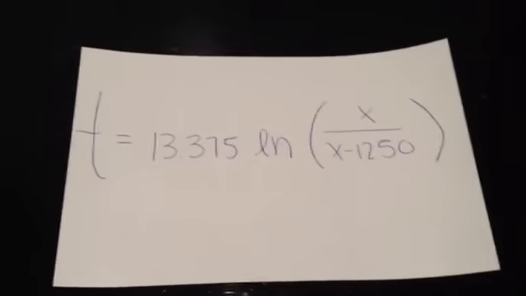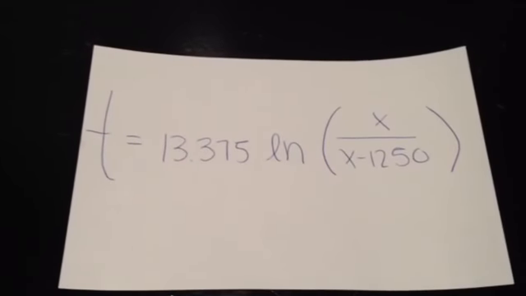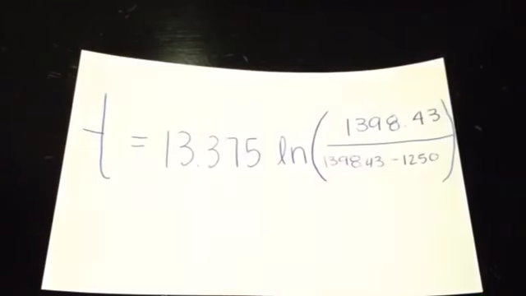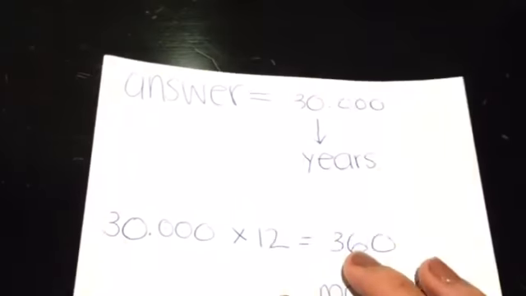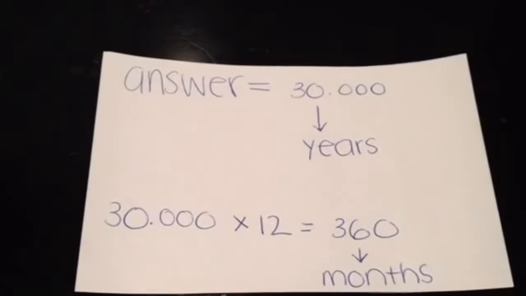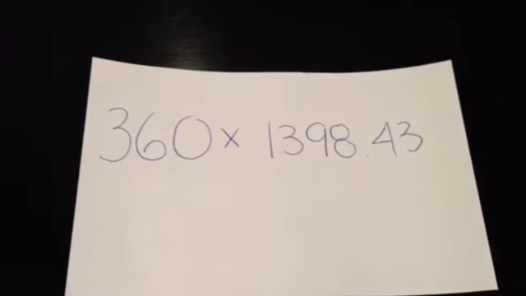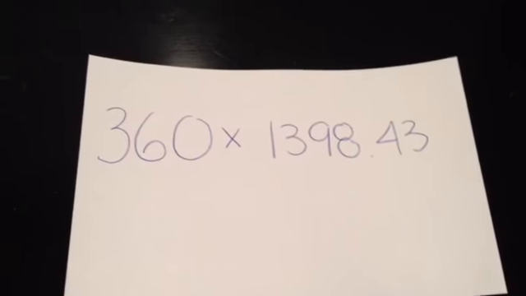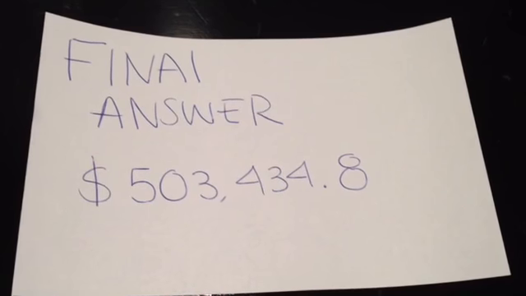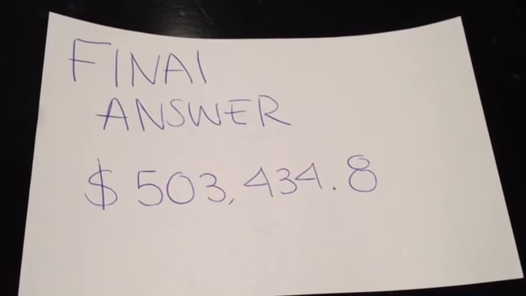In letter B, what we need to do is substitute the number they give to us in the X, which is 1,398.43. Our answer is equal to 30, but it's in years. So we multiply that times 12, and they give us the answer in months. With those 360 months, what we need to do is multiply that with the number they give to us. And our final answer is 5,003,434.8.